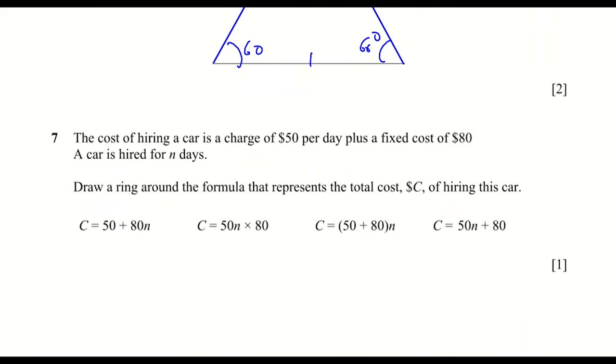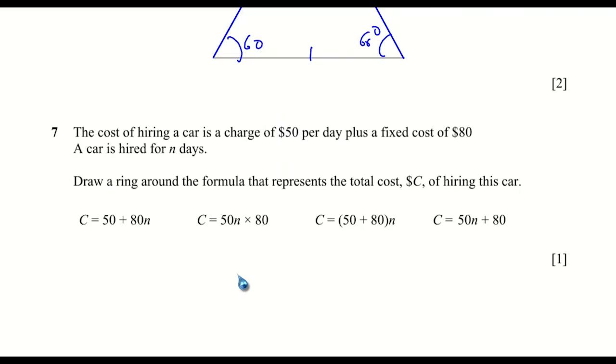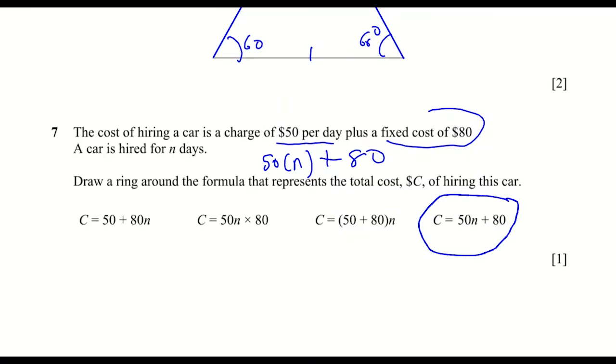Question 7. The cost of hiring a car is a charge of $50 per day. So this is per day, plus a fixed cost of $80. A car is hired for N days. So that means the pay will be 50 multiply N. That will be for the number of days, plus the constant fee irrespective of the number of days, that is 80. Okay, so draw a ring around the correct one. It will be 50N plus 80. So this is the correct one, 50N plus 80.